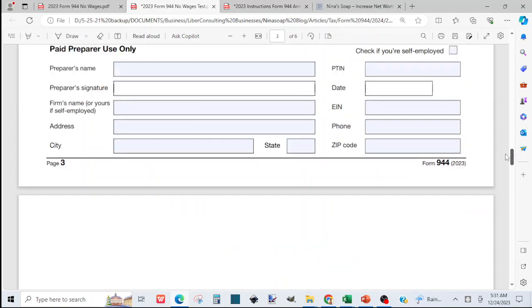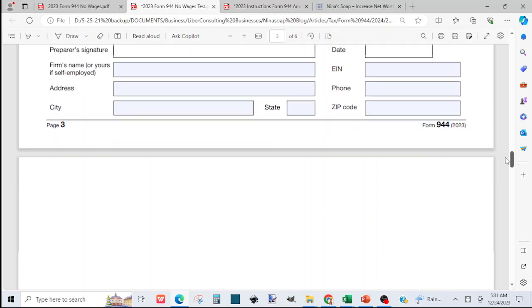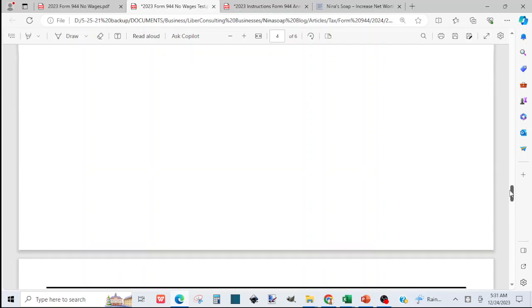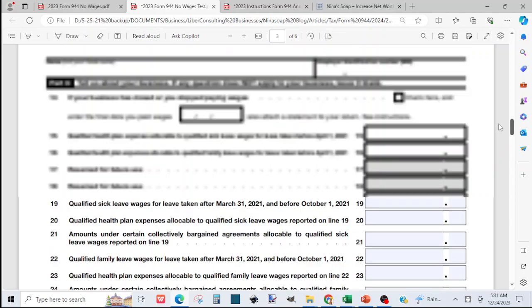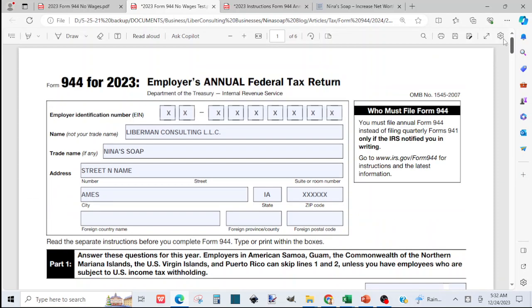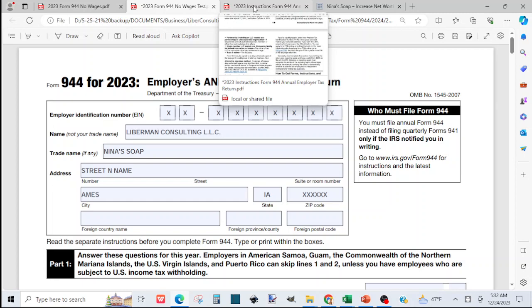You print all the way to page 3, or if you want, you can print the page intentionally left blank as well, but that's pretty much it. That's what you'll print out for Form 944. You do not print out Form 944-V because you do not need it. You are not going to mail it in. So when you fill out Form 944 with no wages, you are going to mail it to the IRS.